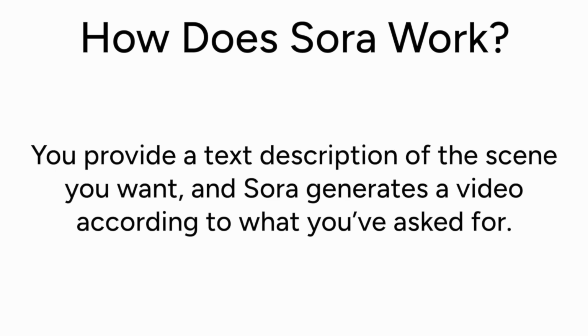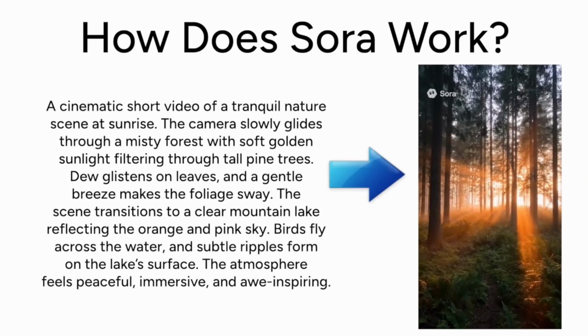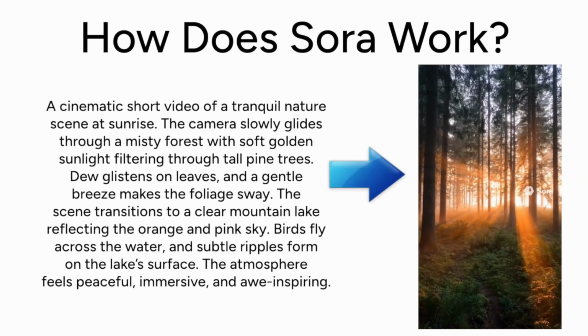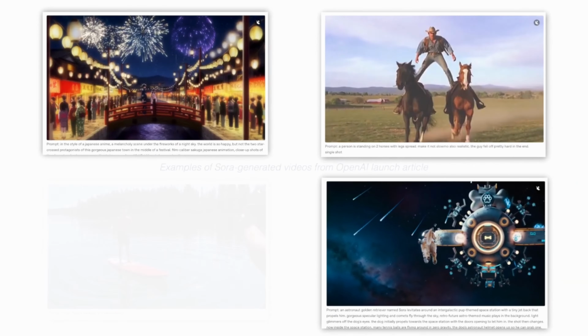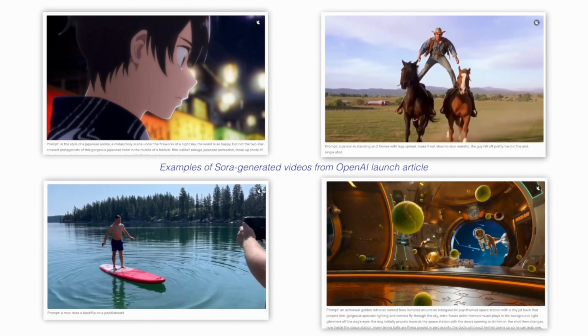How does Sora work? You provide a text description of the scene you want, and Sora will generate a video according to what you've asked for. You can be more specific with your prompt to direct the specific types of shots you want included, and other details to make your video exactly how you want it to look. You can use it to create funny clips, product demos, cinematic videos, and more.